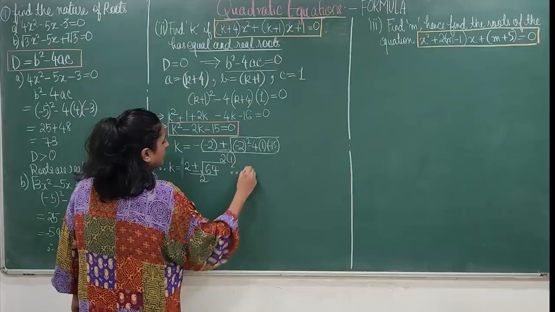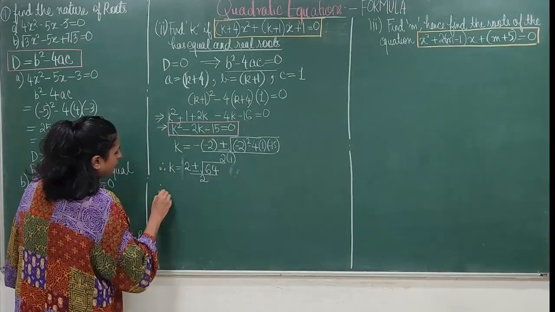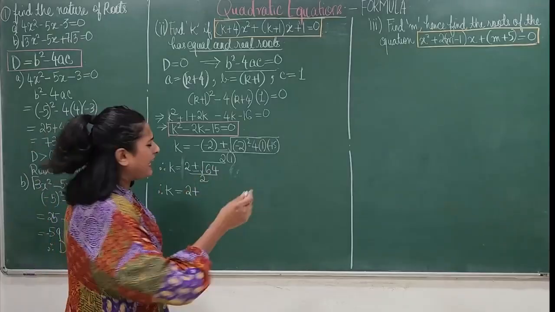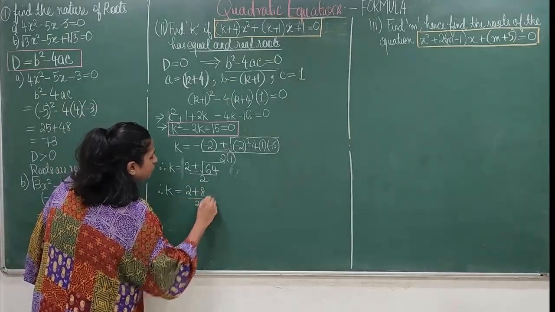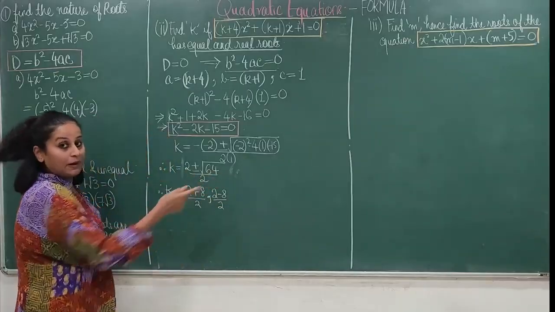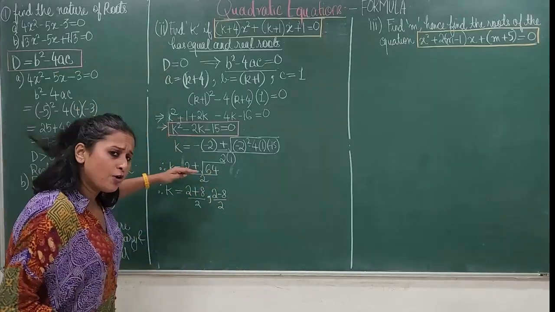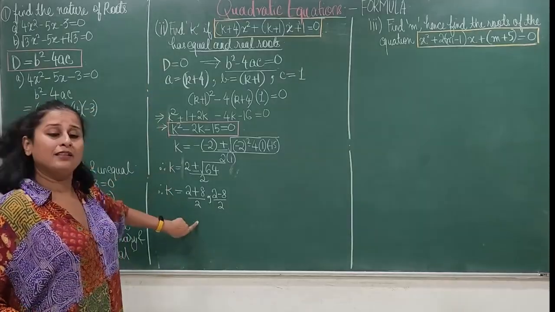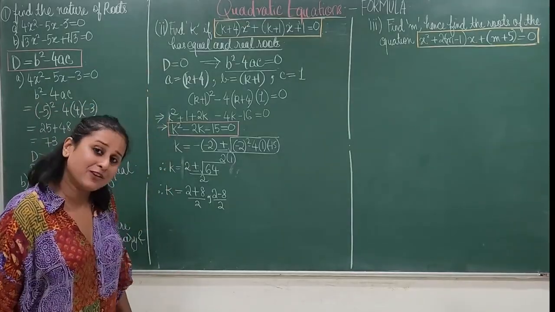Therefore, k is equal to 2 plus, what is root 64? 8. 2 plus 8 upon 2, or it is equal to 2 minus 8 upon 2. एक बार प्लस करेंगे, एक बार माइनस. So are you seeing, in one problem itself you are still using the formula as well as the discriminant.